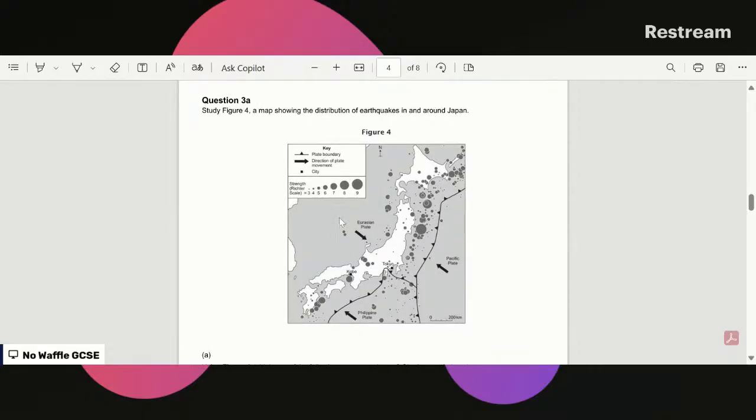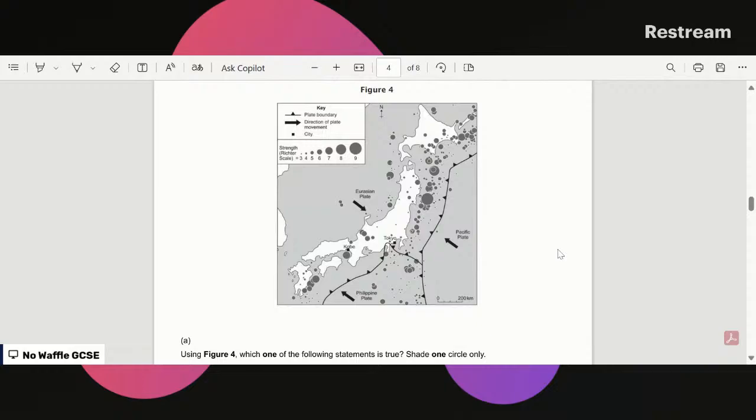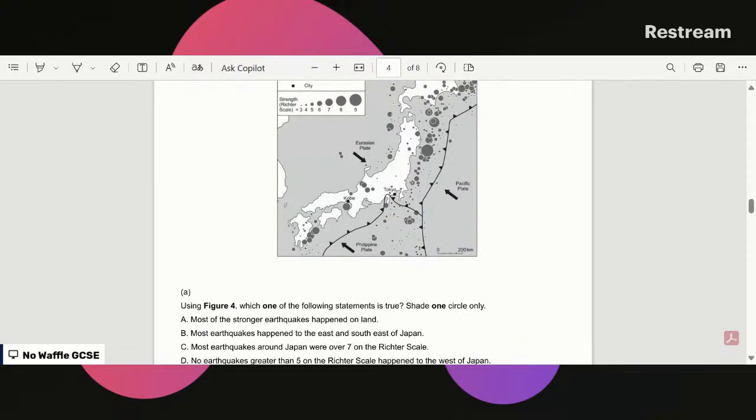This shows a map of the distribution of earthquakes in and around Japan. This is ironic because a lot of you were talking about Japan, which is really useful. So, using figure 4, which one of the following statements is true? There's a lot of multiple choice as well. Another tip is for geography, a lot of the multiple choice is actually found at the bottom of pages, and a lot of people miss them. So make sure you look at the bottom of each page to show that you're answering all the questions.